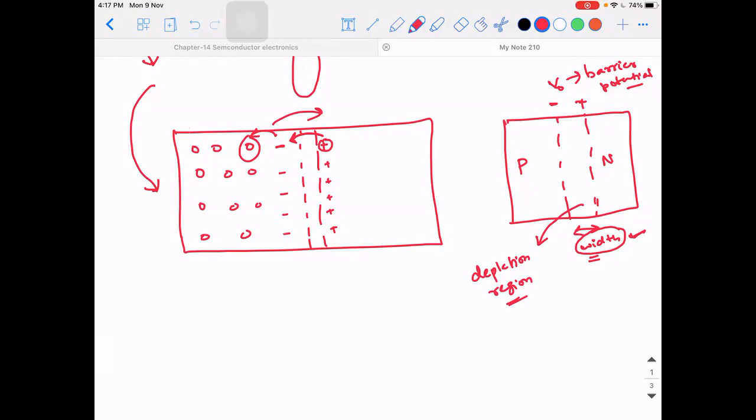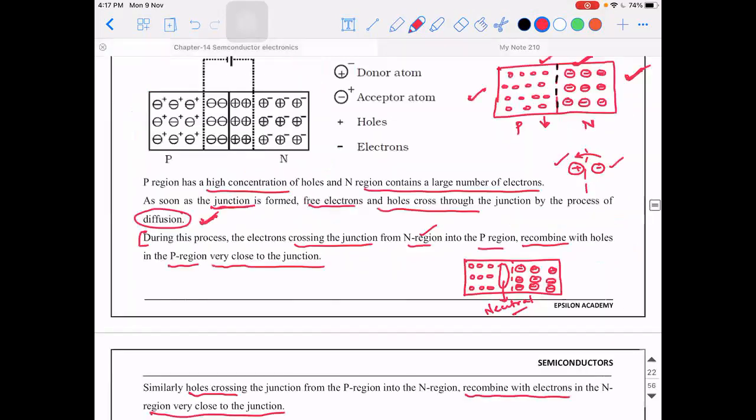Are you guys able to understand this? Guys, I need a response. Am I clear or is there any confusion? Clear, sir. Clear, right? Okay.